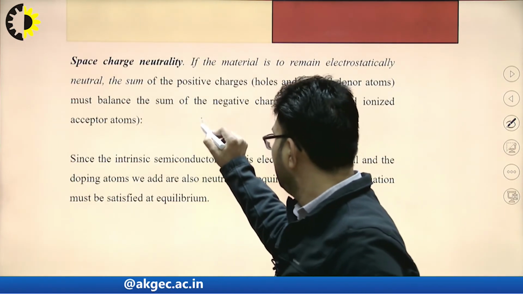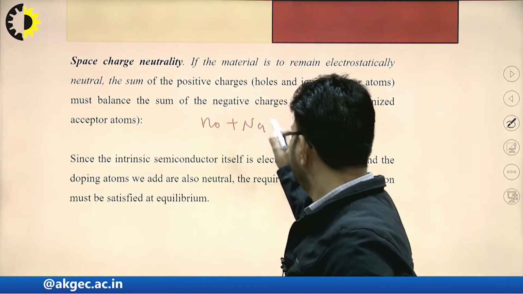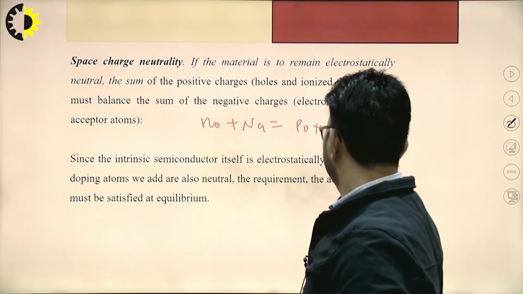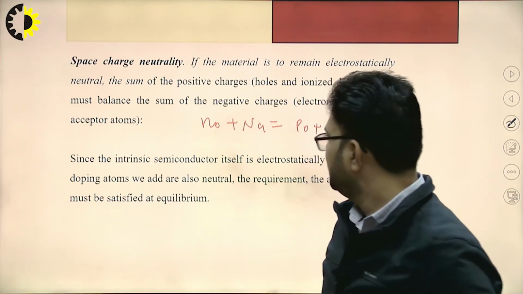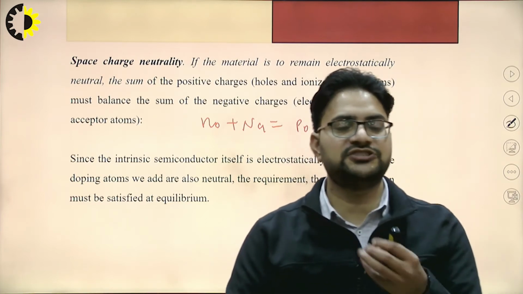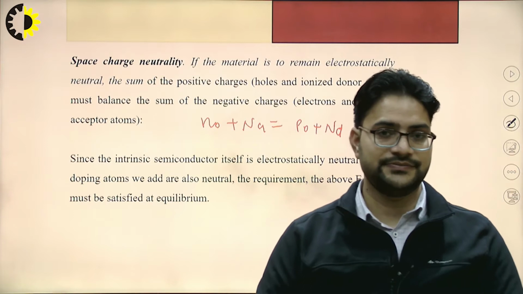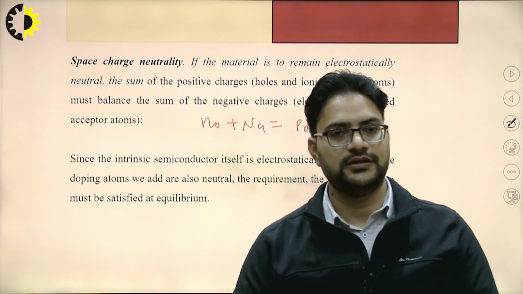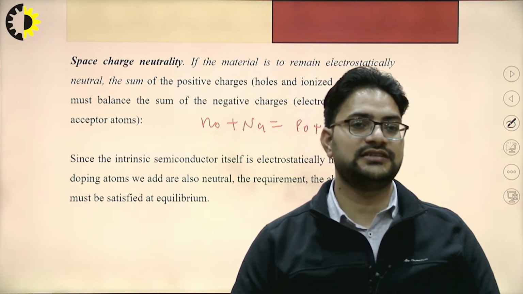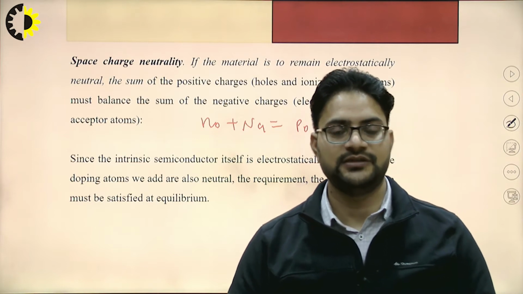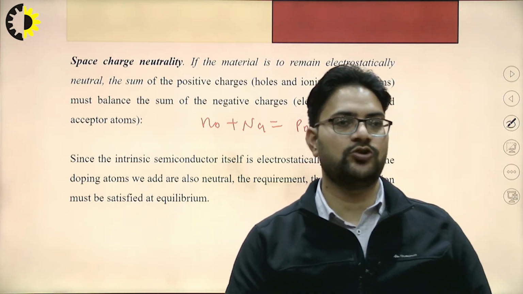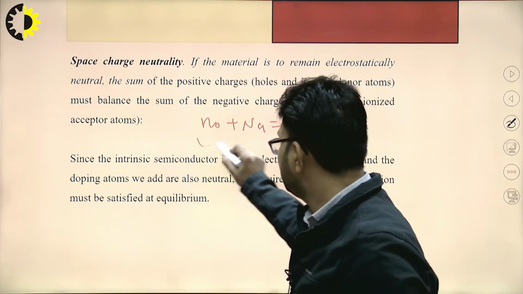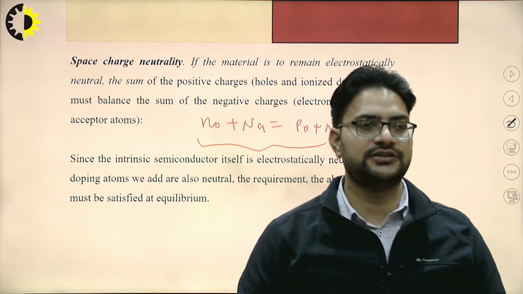Then that is n0 plus Na should be equal to p0 plus Nd. It means that the sum of the positive charges, obtained from the holes and the ionized donor atoms, and the sum of the negative charges, that is electrons and the ionized acceptor atoms, will be equal. This leads to the space charge neutrality.